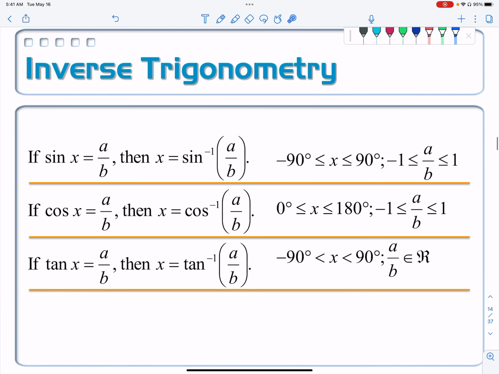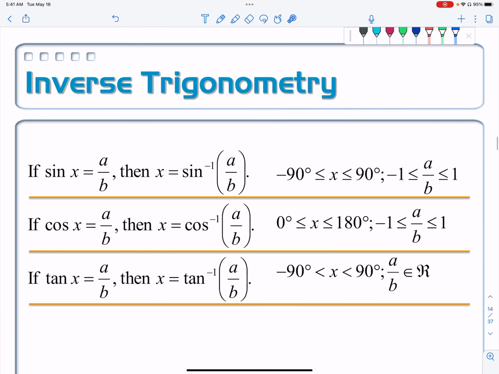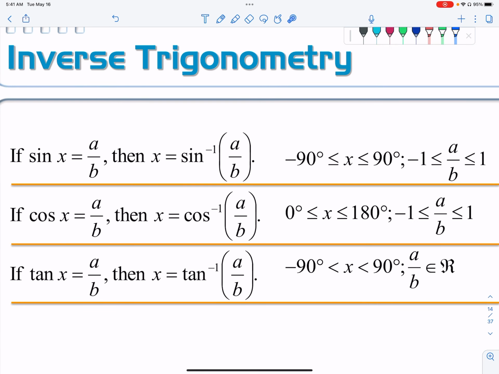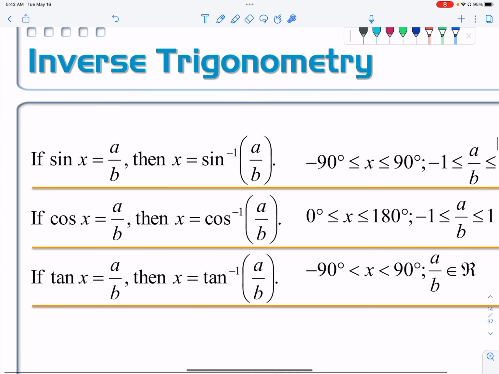Okay, so let me explain what's going on in this image. So this is the way that we ordinarily set up the sine ratio. The sine of x, and this x here, remember, is supposed to be an angle, is equal to a over b. This is the ratio of our sides, and we know that that is supposed to be the opposite side over the hypotenuse, at least as it applies to right triangle trigonometry.